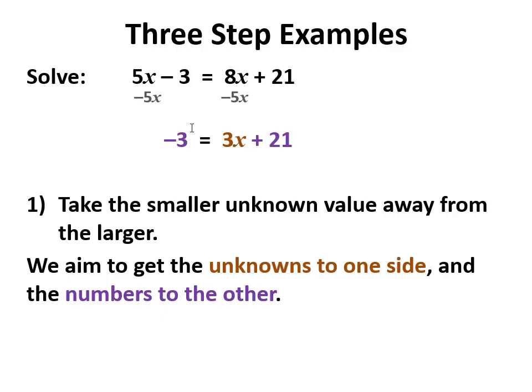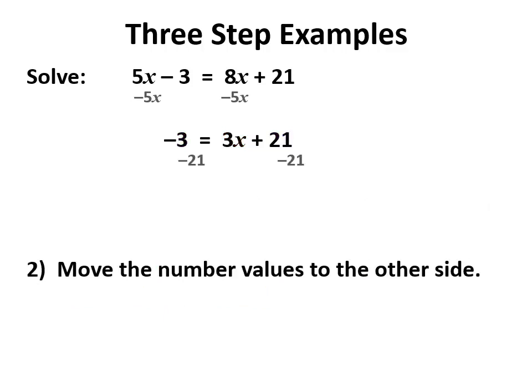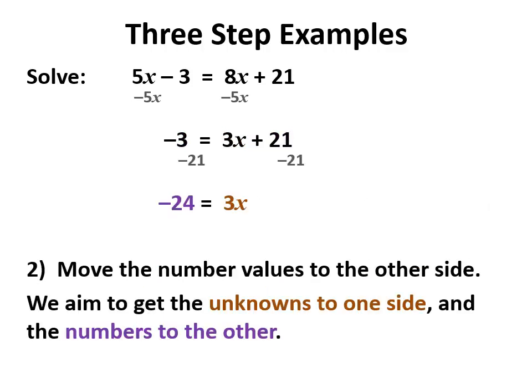We have minus 3 unknown number, so I need to get rid of this 21. So I take it away, and minus 3 minus 21 is minus 24, and that is equal to 3x. We are where we wanted to be. Numbers on one side, unknowns on the other.